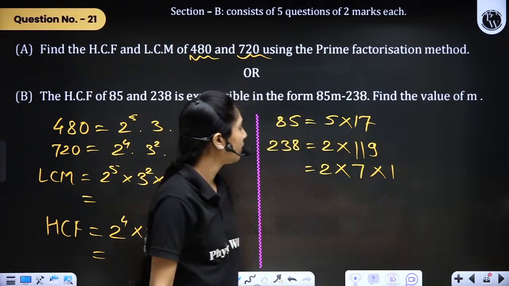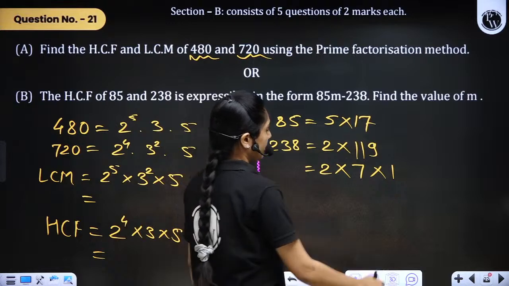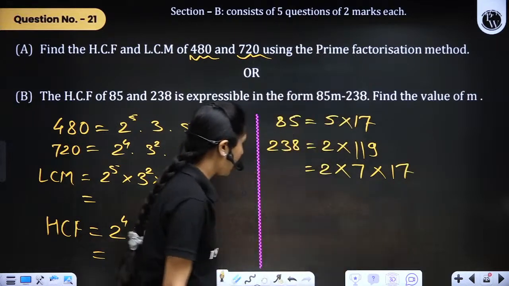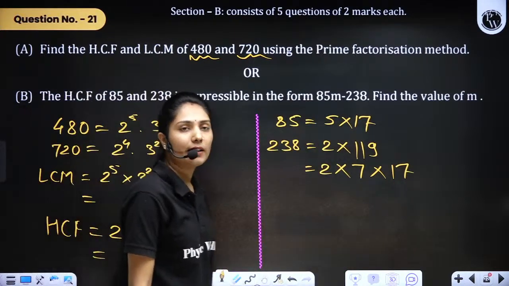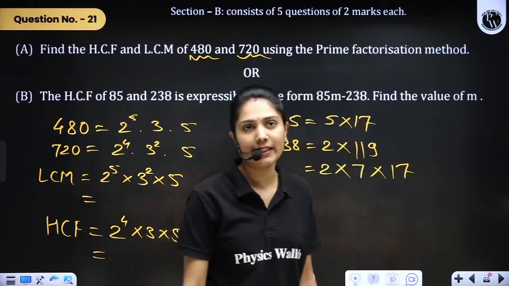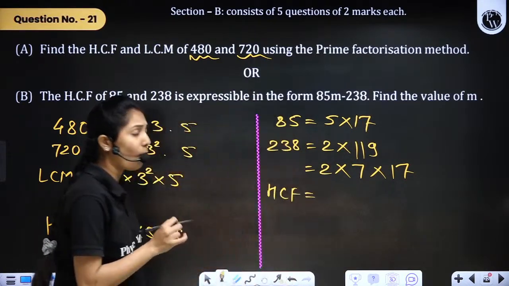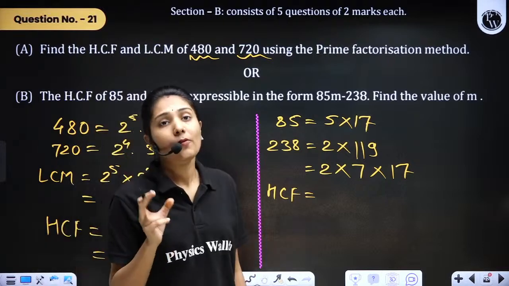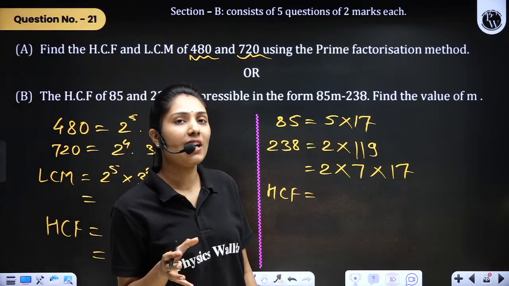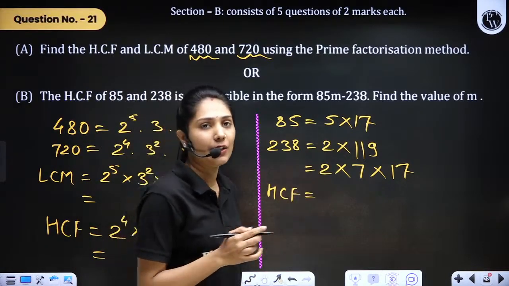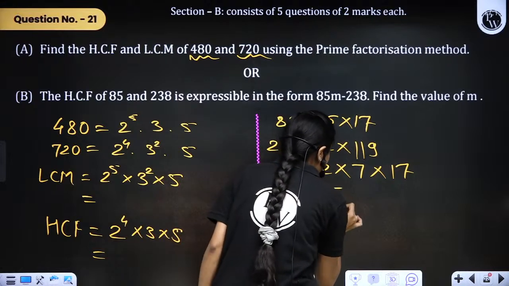7 ones are and 7s are. Is it? Yeah. 2, 7, 17. Right? 2, 7, 17. Now what will be the HCF, beta? What is the HCF? HCF is nothing but the only common number that we have. Which is the only common number that we have? It's just 17. Okay. So HCF is 17 here.